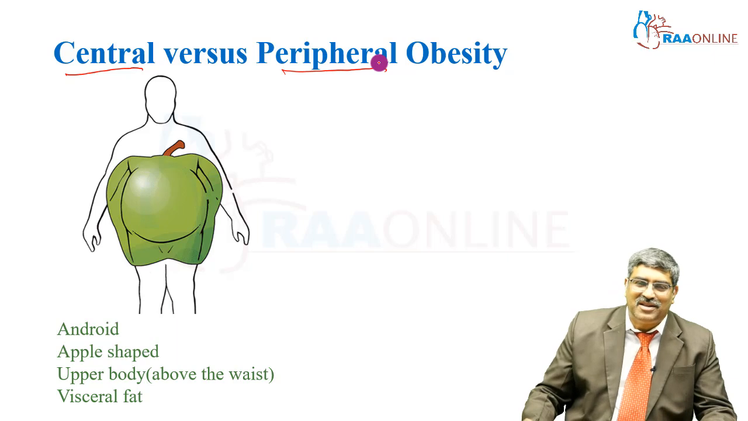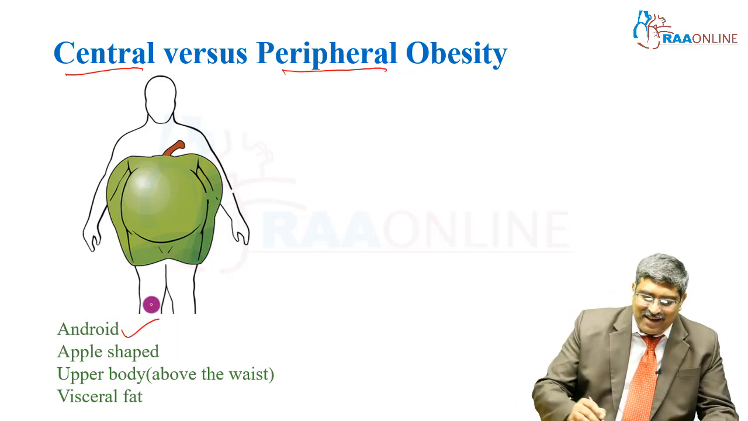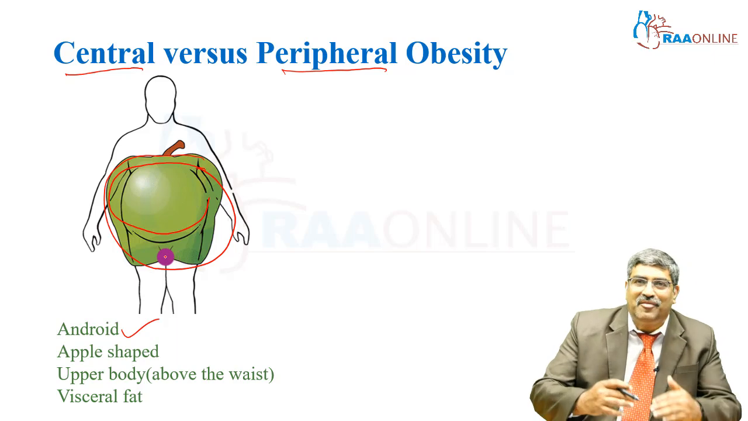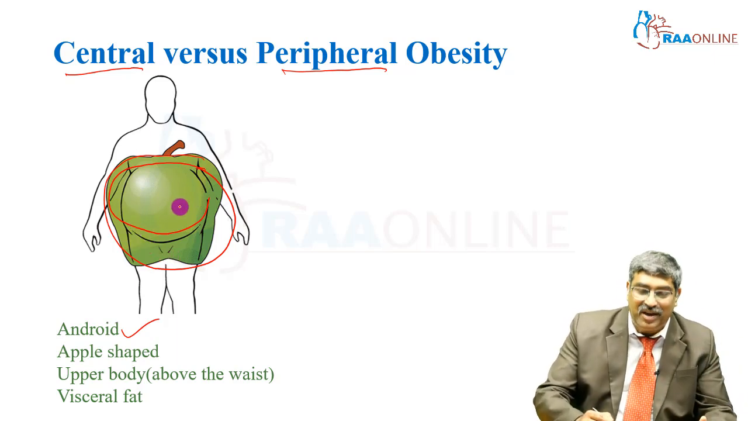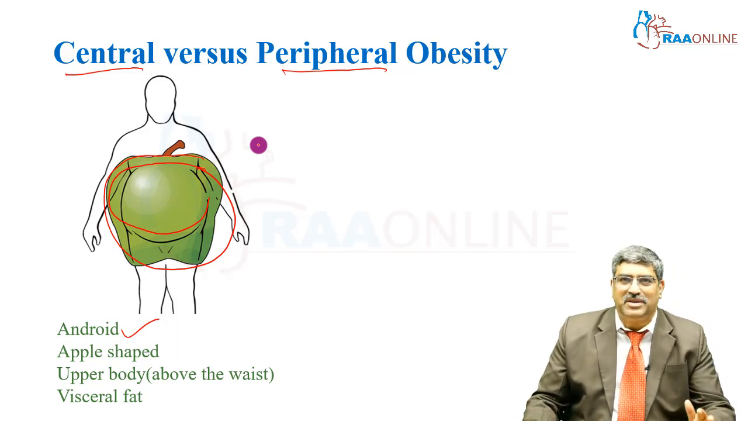The central obesity is also called android obesity. It is apple shaped and it is called upper body obesity, above the waist. Here you can see the obesity is mostly above the waist and it is called visceral fat obesity.